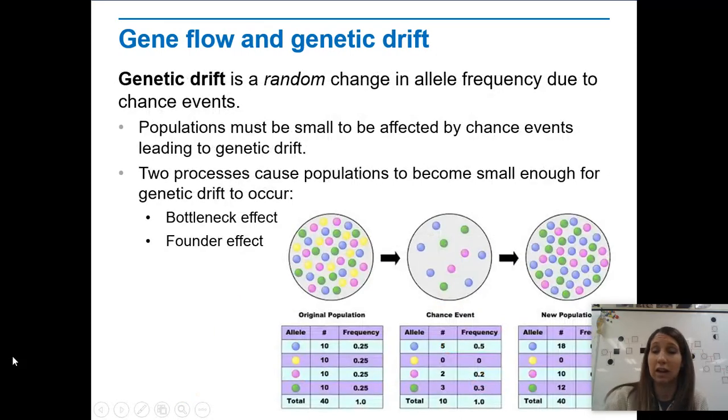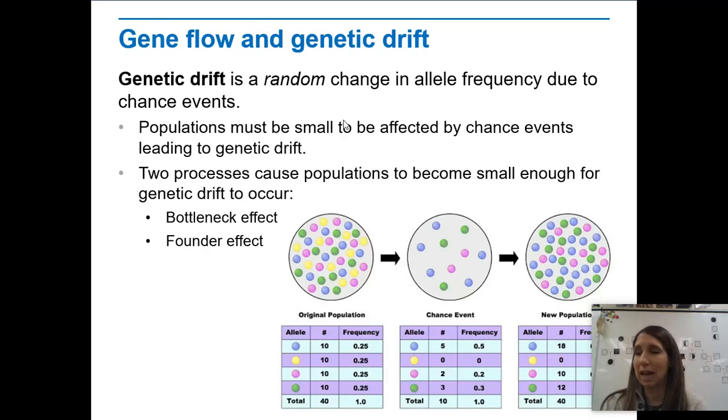If we think about genetic drift, I've always struggled with these two terms because they sound very similar. I think of flow and drift, and it kind of sounds similar, but the difference is gene flow is purposeful. Like an individual or a group choosing to go from one place to another. They're moving on purpose for a specific reason. Genetic drift, on the other hand, is completely random. This word right here is really important: random change in allele frequency due to chance.